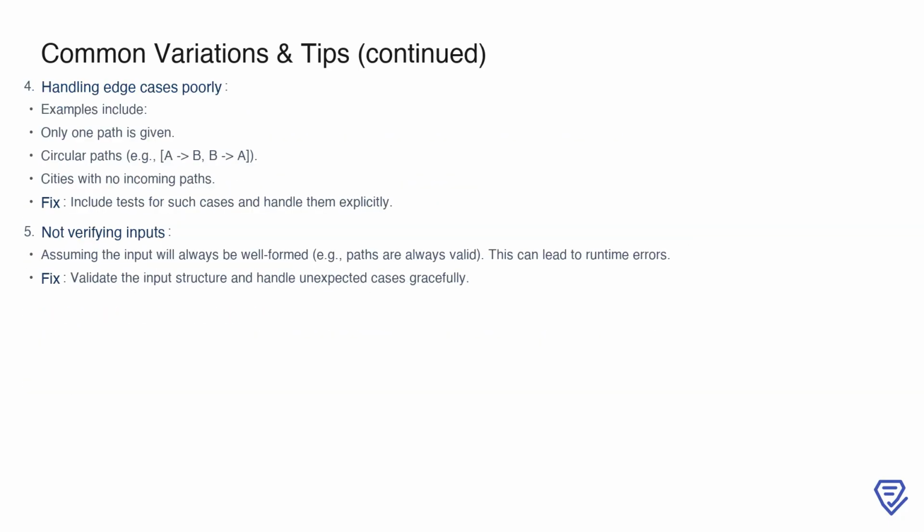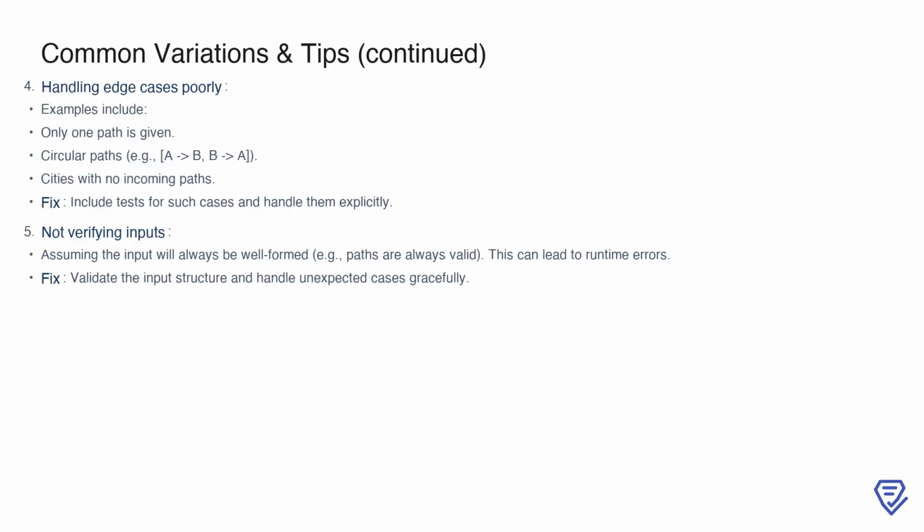Another challenge involves handling edge cases effectively. For example, scenarios such as having only one path, circular paths like A-B, B-A, or cities with no incoming paths can lead to incorrect results if not accounted for. It's important to test your solution against these scenarios and handle them explicitly.